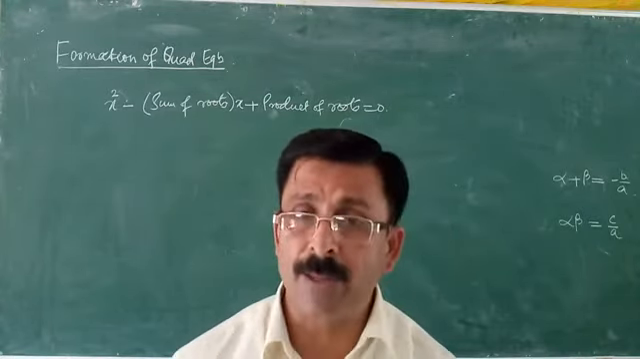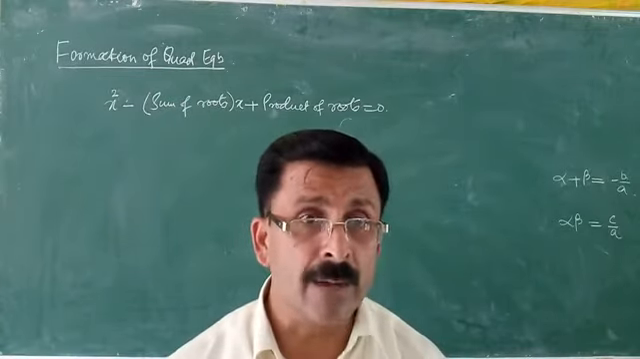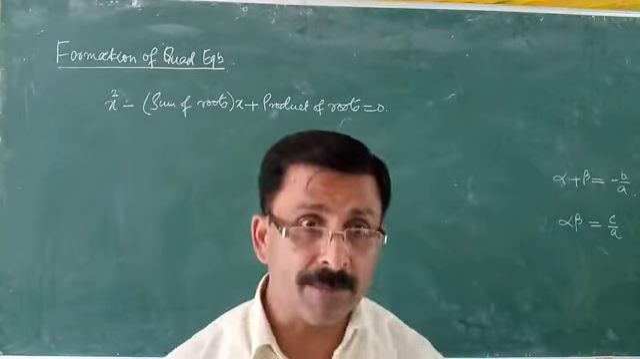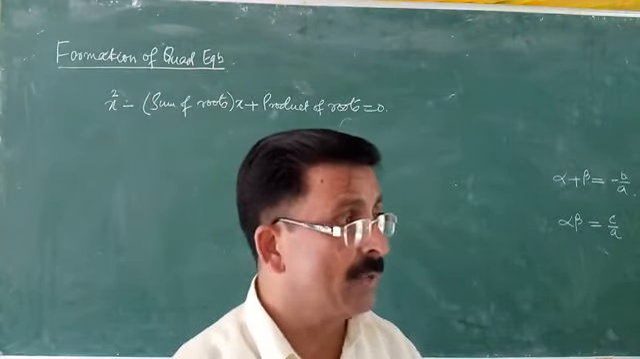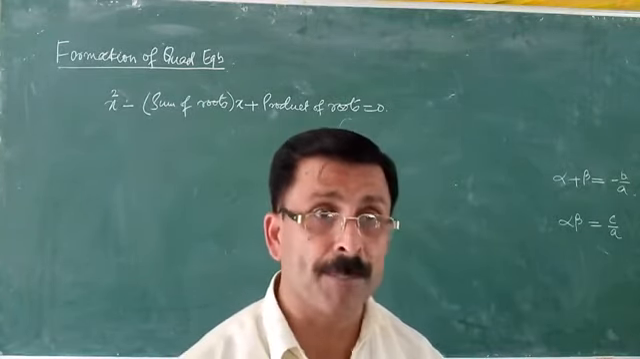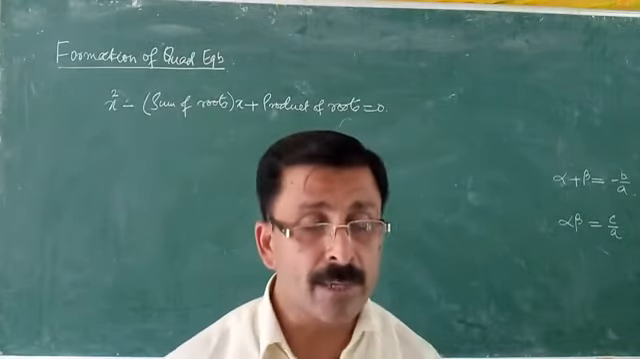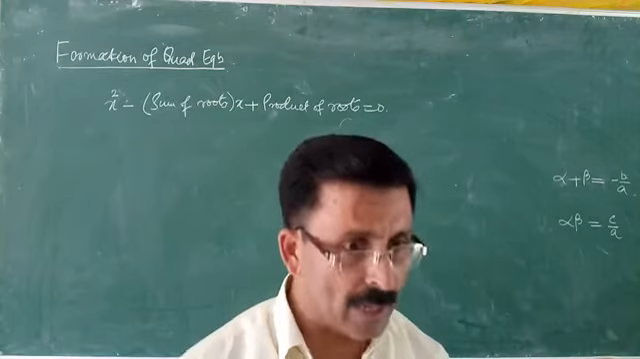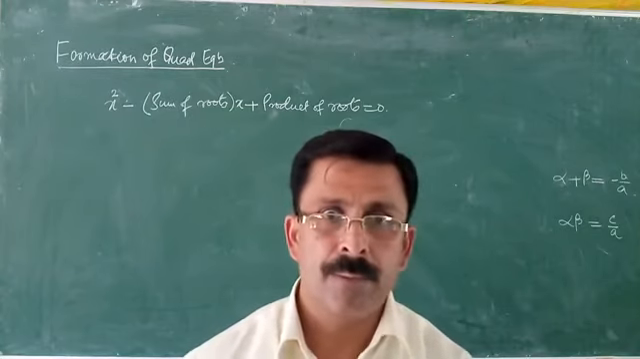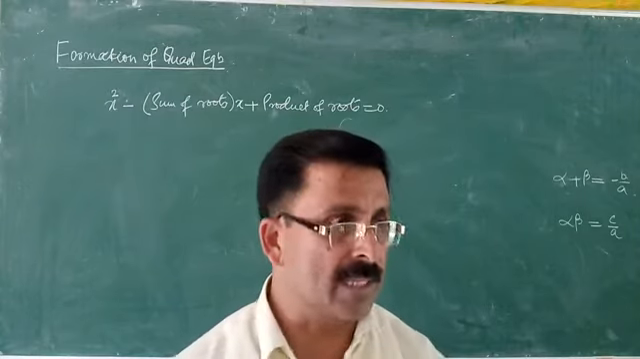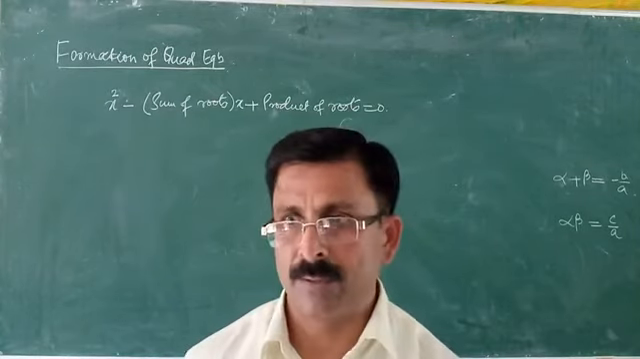Again I am repeating, if the roots are alpha and beta, then the sum will be alpha plus beta, and the product will be alpha into beta. But if the roots are alpha square and beta square, then the sum of the roots will be alpha square plus beta square, and the product will be alpha square into beta square. Whatever the roots are, those same roots have to be added to get the sum, and multiplied to get the product.